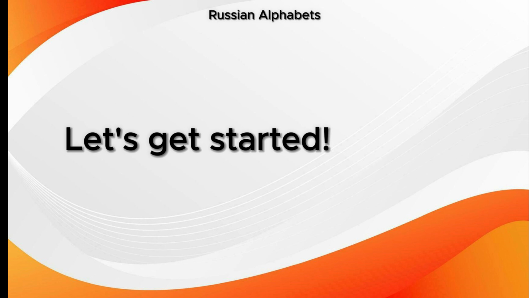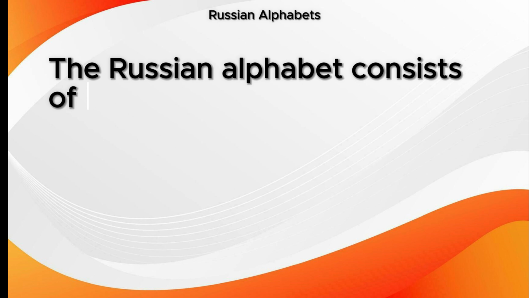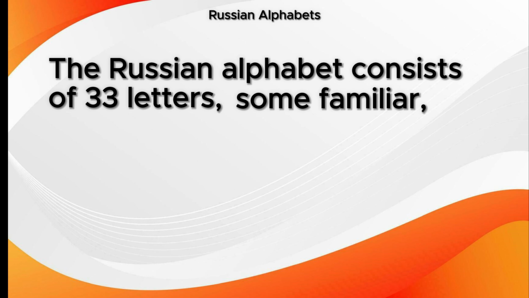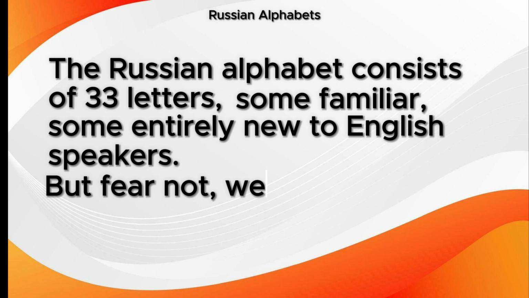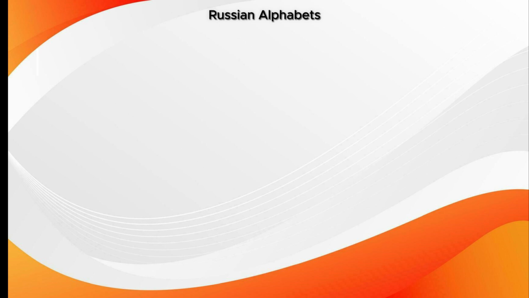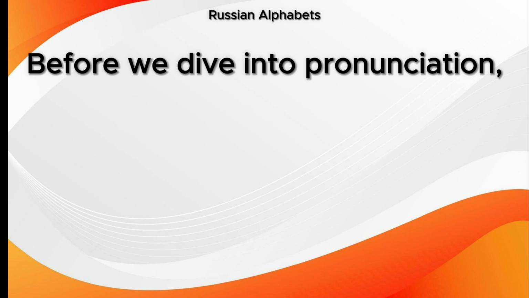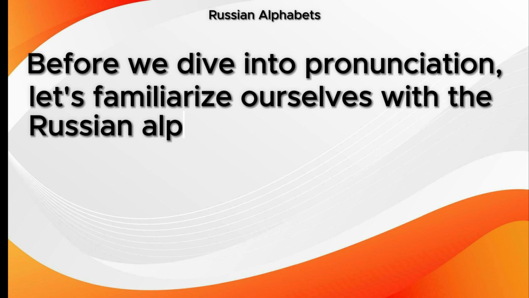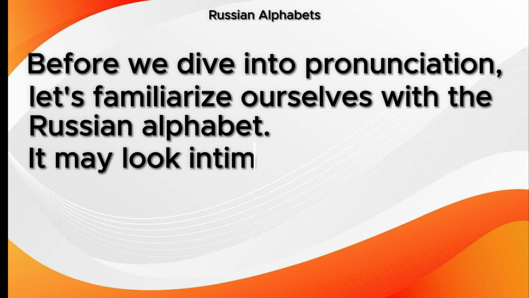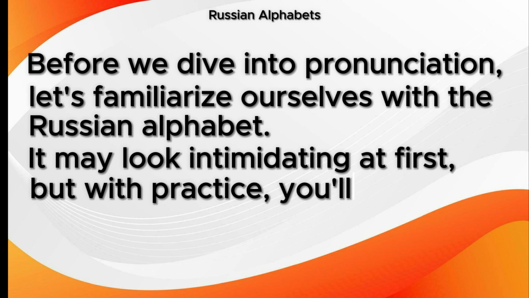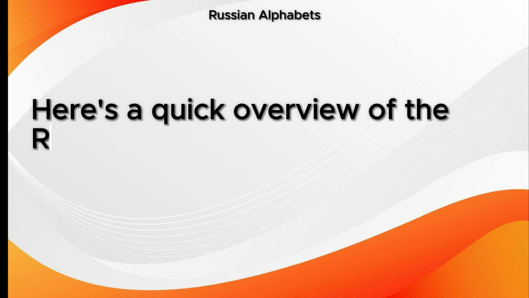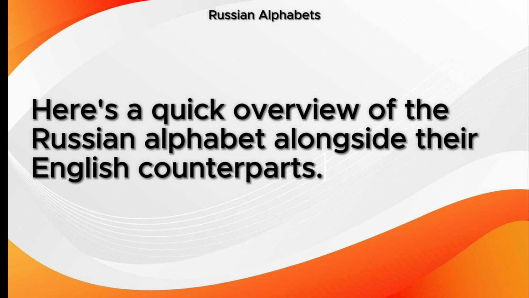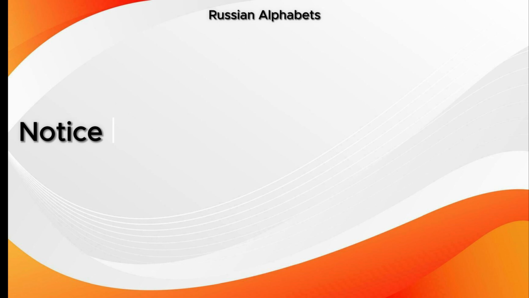Let's get started. The Russian alphabet consists of 33 letters, some familiar, some entirely new to English speakers. But fear not, we'll break it down for you. But before we dive into pronunciation, let's familiarize ourselves with the Russian alphabet. It may look intimidating at first, but with practice, you'll find it's more approachable than you think. Here's a quick overview of the Russian alphabet alongside their English counterparts. Notice the similarities and differences.